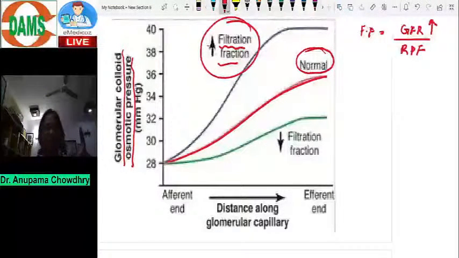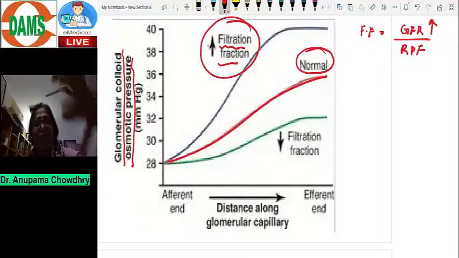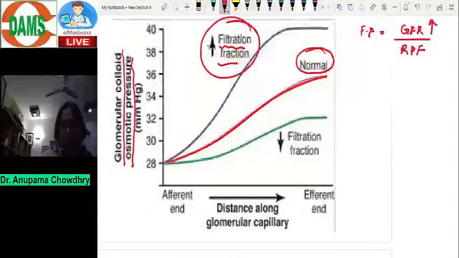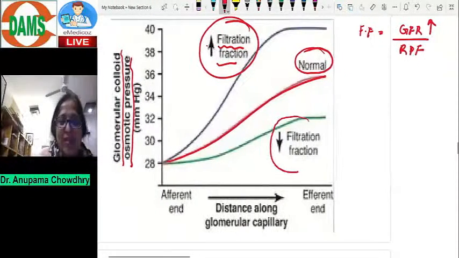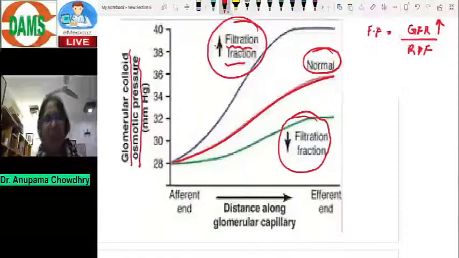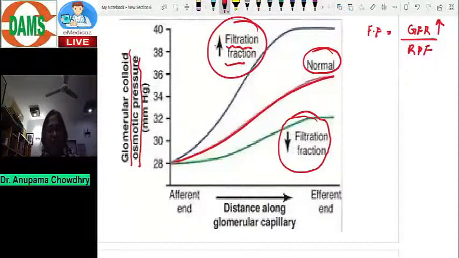Have you got this point? The more the filtration fraction, instead of 20% of fluid being filtered, let's say 25 or 30% of fluid is being filtered, you find a greater rise in the colloid osmotic pressure. And if there is a decrease in the filtration fraction, what is going to happen? Instead of 20% of fluid, let's say 15% of fluid is being filtered. The rise in pi GC will be less. Have you got this? Right? So these are some very, very basic concepts which I tried to discuss with you today.